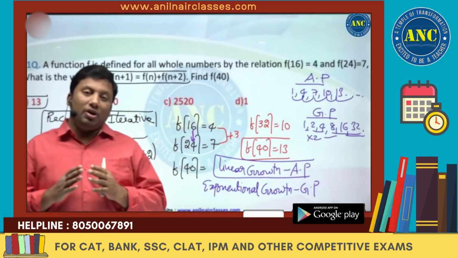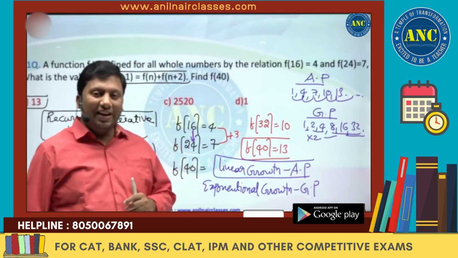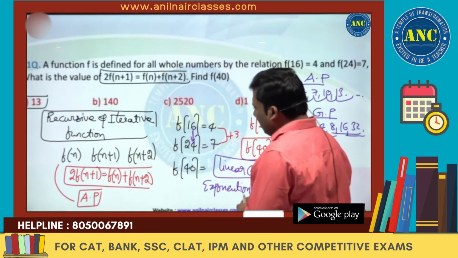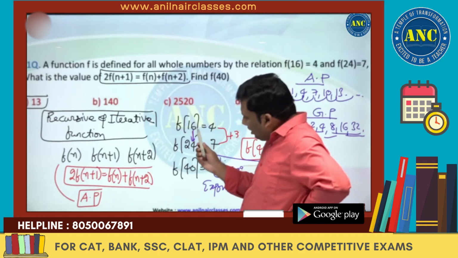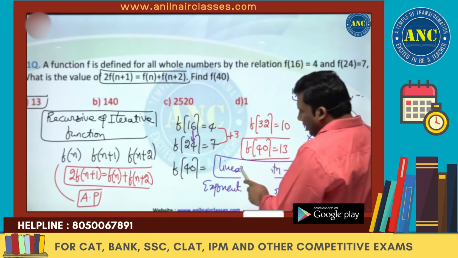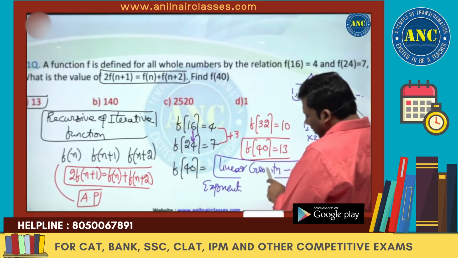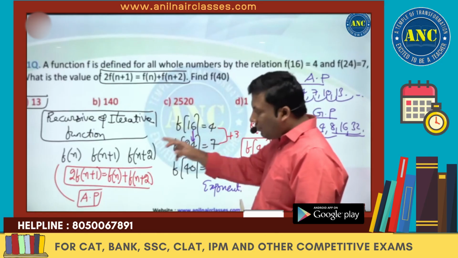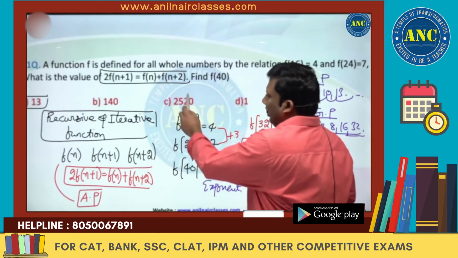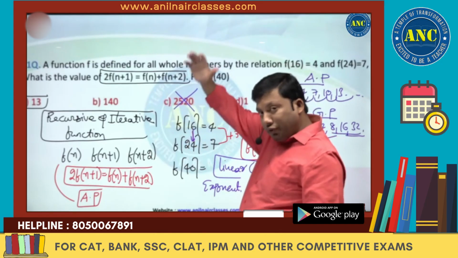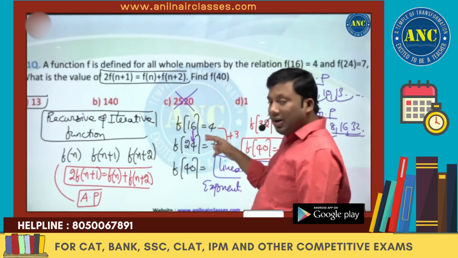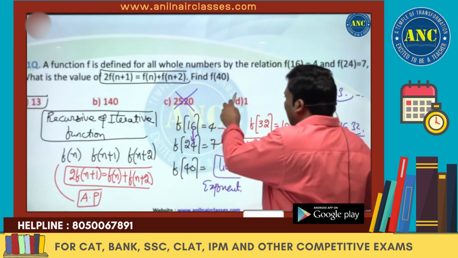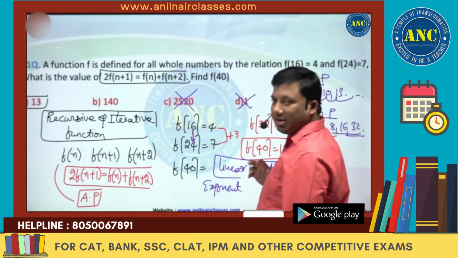In an arithmetic progression, the value will increase linearly. This is an extremely important point. See here, f(16) is 4 and f(24) is 7. That means the value is increasing in a linear way because it is an arithmetic progression. It cannot have 2520. 2520 is a very high value, whereas in arithmetic progression the function value will be linear. It cannot be decreasing. When it is increasing, it cannot decrease.